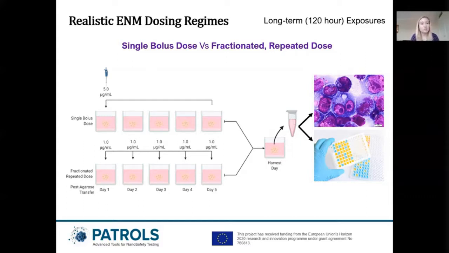So on the day of harvest, we'll then look at the same toxicological endpoints, so the micronucleus assay, inflammatory markers using the ELISAs, and just general liver functionality as well, just to assess if this has made any difference in the way that you dose the nanomaterials.